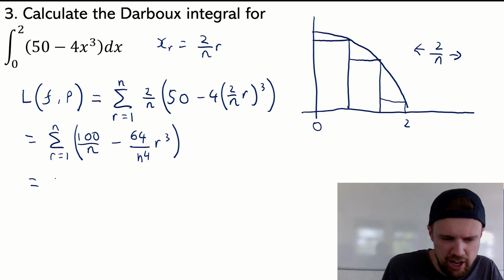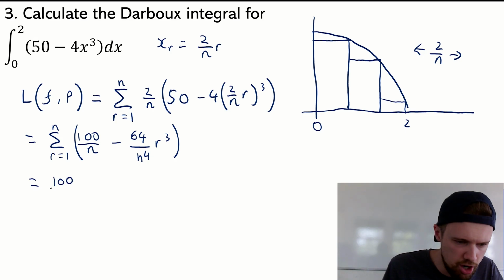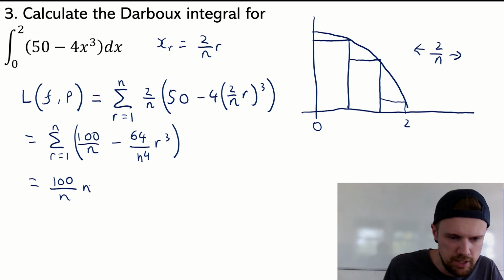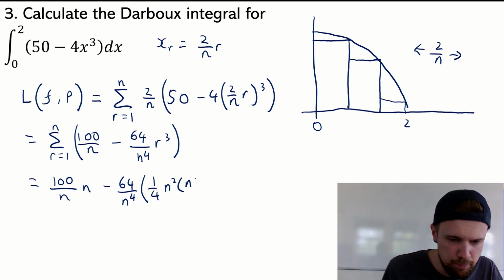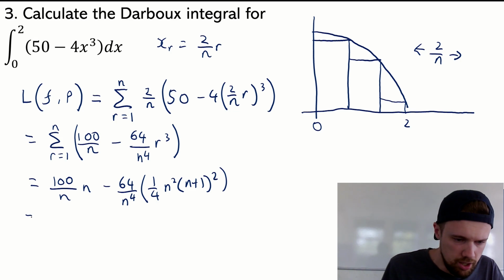100 over n, effectively being treated like a constant term. So therefore that would be 100 over n times by n. And then the r cubed bit will also be replaced with the formula for the series for r cubed, which is 1/4 n squared (n plus 1) all squared. Obviously, the 100 over n times by n is just going to form 100.